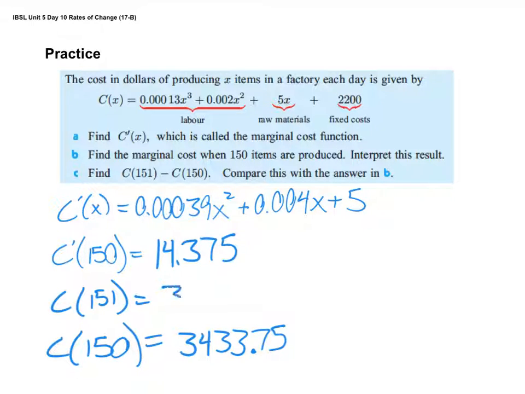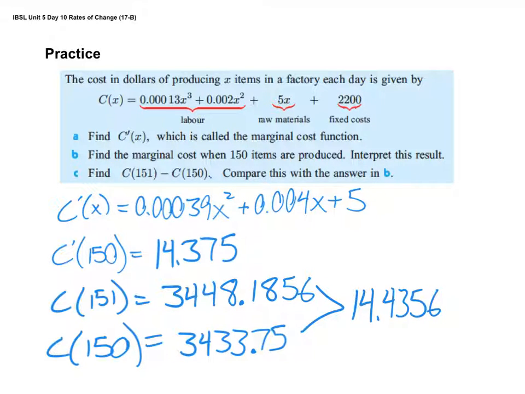Okay, so 3,440 what'd you say? 21.856. Alright, since you have that on there, go ahead and subtract the 3433.75, please. It's the same as the rate of change. 14.4356. Okay, so notice here, what this gives us is the average between the marginal cost of 150 and the marginal cost of 151. Okay, it's a little bit different.